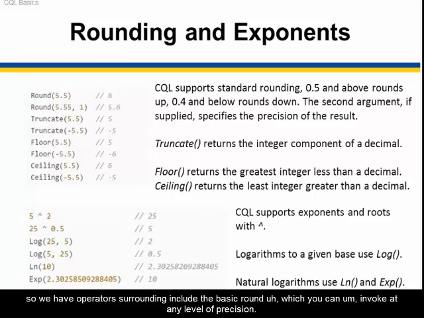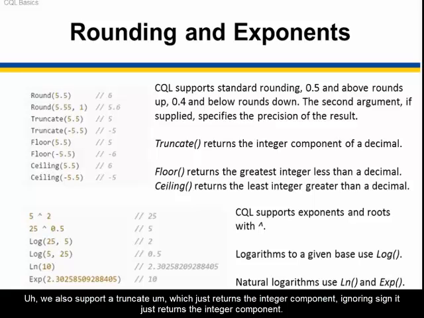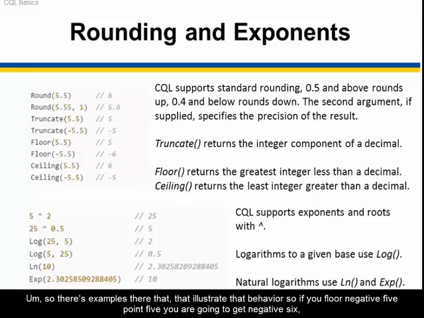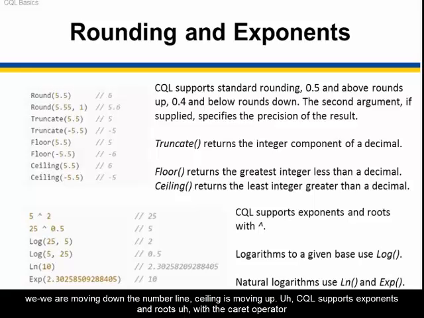So continuing on with numbers, we support rounding and exponents. We have operators for rounding, including the basic round, which you can invoke at any level of precision. We also support a truncate, which just returns the integer component, ignoring sign. Floor and ceiling return the greatest integer less than and the least integer greater than, respectively. There are examples there that illustrate that behavior. So if you floor negative 5.5, you're going to get negative 6. So we're moving down the number line. Ceiling is moving up.